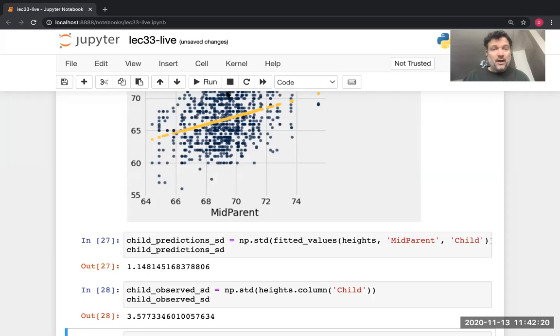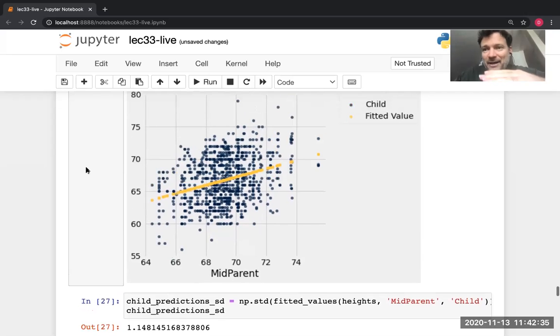So that's taking all these blue dots, considering only the y value, not the x value. So the actual heights of all the children, and computing the standard deviation of them. And that's about 3.6 or something like that, more, which makes sense when you look at this picture here. The yellow dots are kind of close to the center, and the blue dots are more spread out around the center.